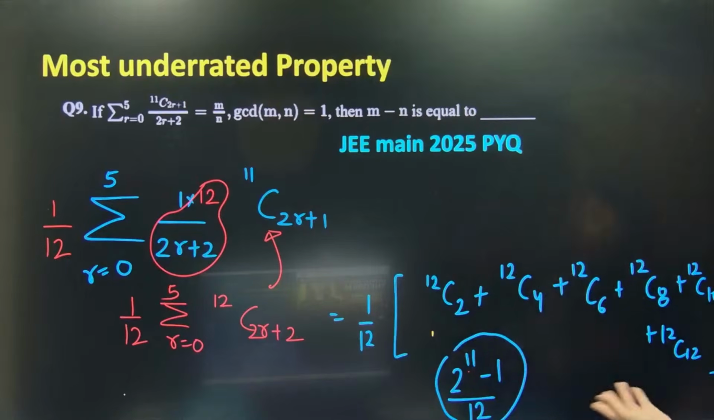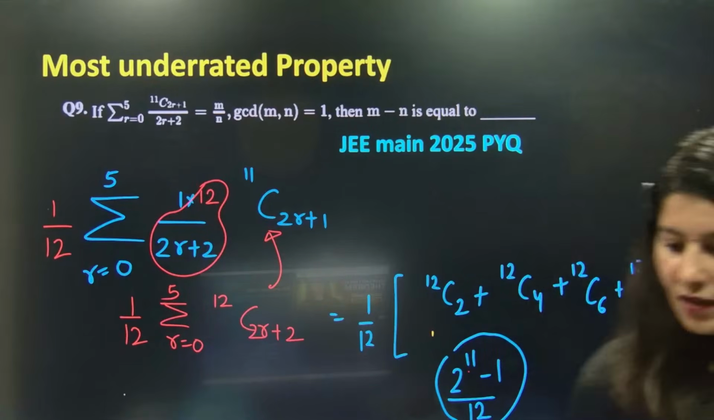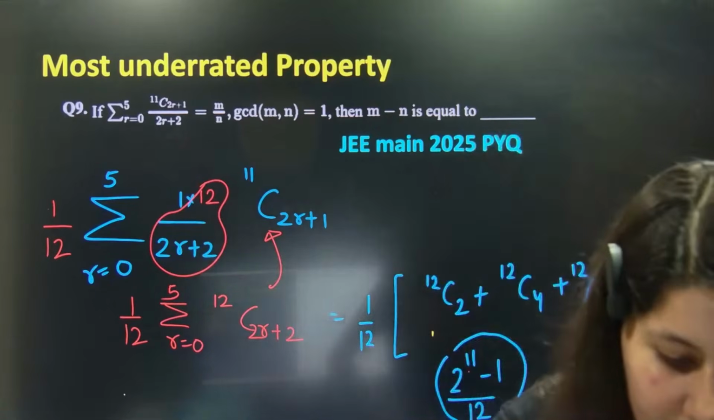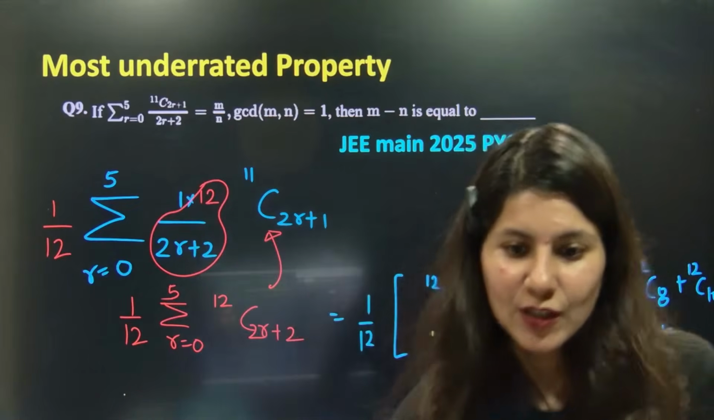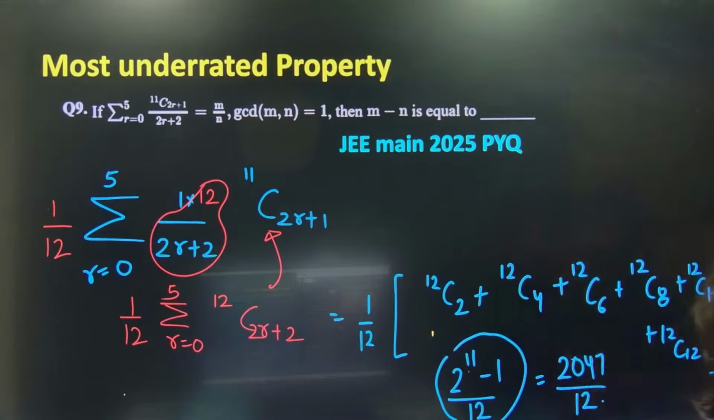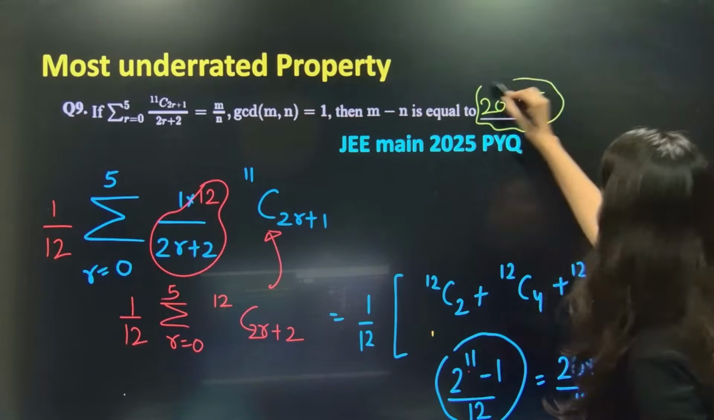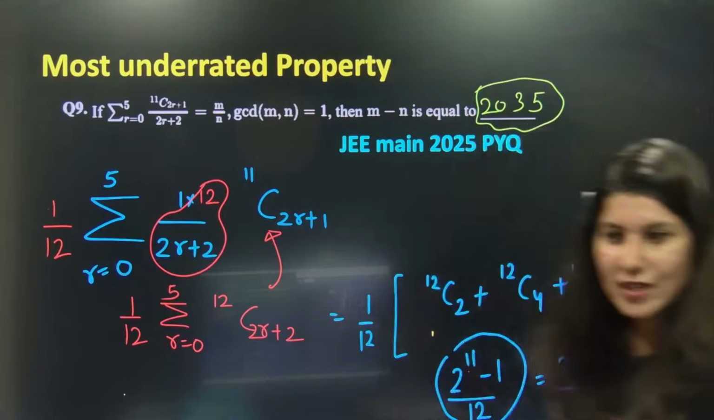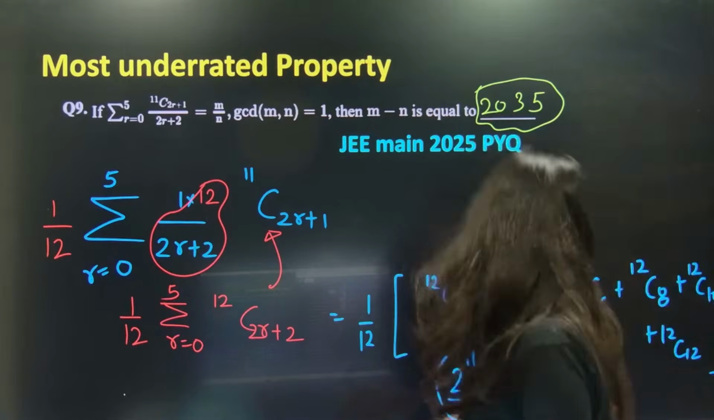And you know what? You can actually solve it. 2 power 11. What is 2 power 11? Now you have calculator access. 2048. Okay. So 2048 minus 1, 2047 by 12. Now they are talking about m minus n. So it is 5. 4 minus 1, 3. 2035. Check whether they are cancelable. I think these are not cancelable. 4, 5, 6. Not cancelable. Okay. So this is your answer, everybody.